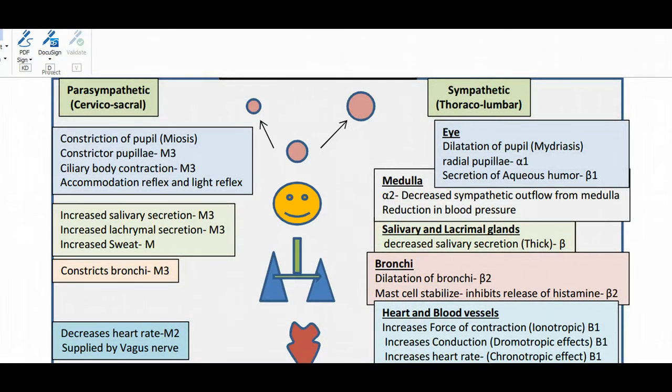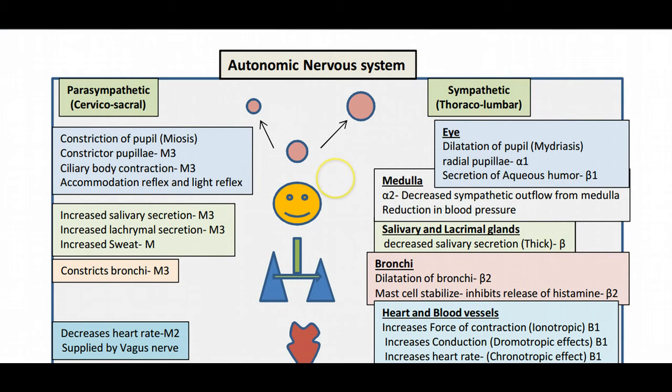Today we are going to discuss the effects of the autonomic nervous system. The autonomic nervous system is divided into two parts: the parasympathetic nervous system and the sympathetic nervous system. The nerve supply of the parasympathetic nervous system is craniosacral, whereas the nerve supply of the sympathetic system is thoracolumbar. Now let's discuss the important differences between parasympathetic and sympathetic effects on the body.